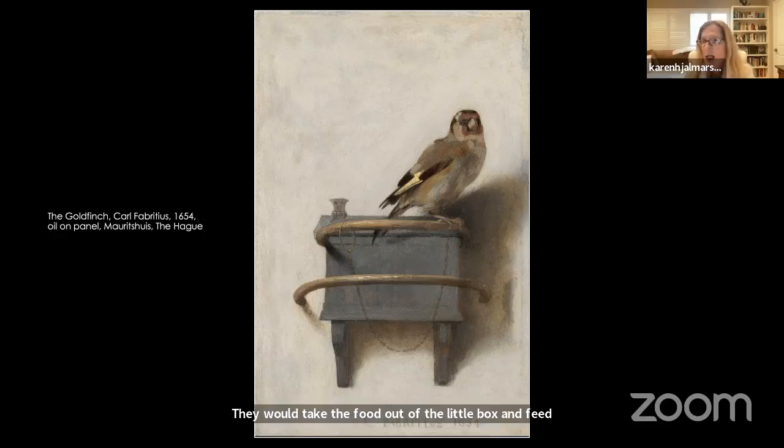The tragedy of Carl Fabritas's life is this. He only worked for about 32 years. He was born in 1622 and he died the year of this painting. How did he die? Well, he was living in Delft at the time and he was prosperous.